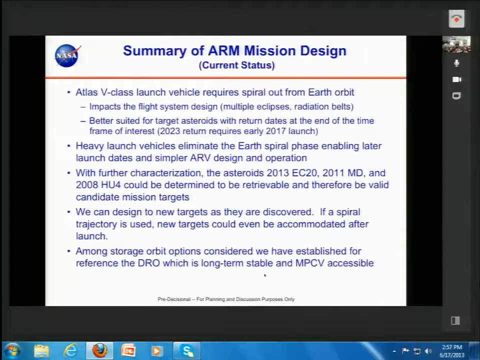And we have these other asteroids that if we characterize, we can find out if they're retrievable. But we are planning to design to new targets as they are discovered. And potentially with a spiral trajectory, you can even identify a target while you're spiraling out. We want to be a cowboy about the whole thing and actually change your target after launch. And right now the DRO is our storage orbit, but there's definitely more research to do there.